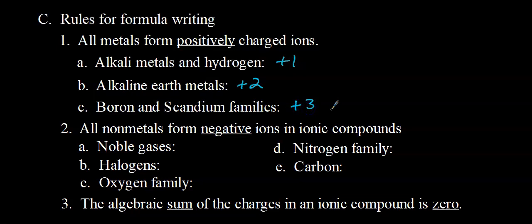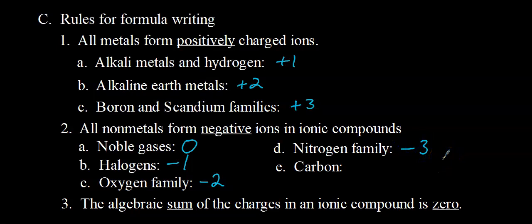Nonmetals, if you recall, form negative ions or anions when in ionic compounds. Noble gases don't want to gain any electrons, so technically they don't form ions, so we'll put a charge of 0. Halogens, group 17, want to gain 1 electron. When they do, they form a -1 ion. Oxygen's family wants to gain 2 electrons to form a -2 ion. Nitrogen's family, primarily nitrogen and phosphorus, want to gain 3 electrons. They form a -3 ion.